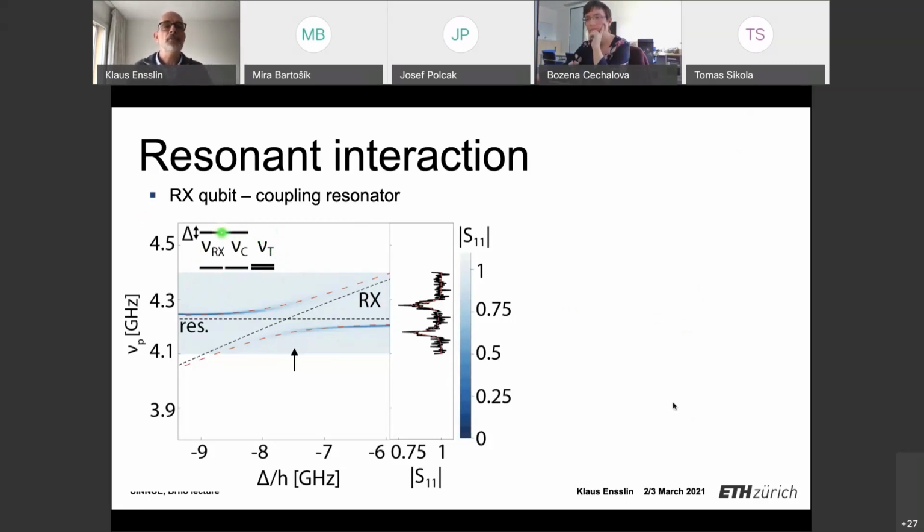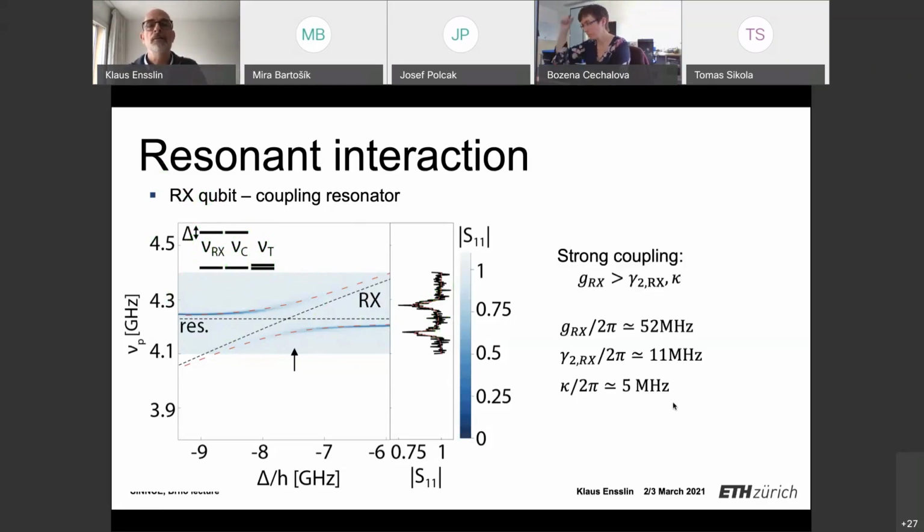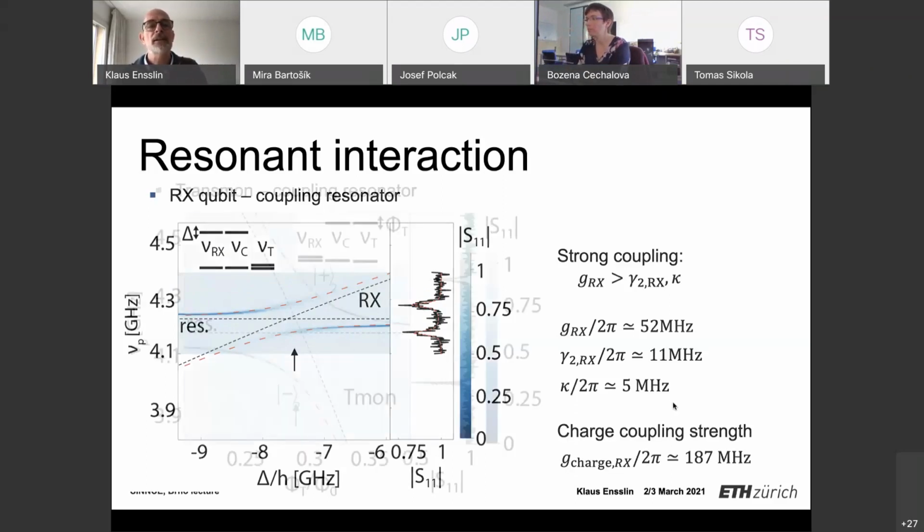So the RX qubit, that means playing with gates. The transmon, that means playing with tiny magnetic fields that penetrate the squid loop. And the same is true for the cavity. So now we tune the transmon off resonance, and we only have the RX qubit and the resonator. You see the anti-crossing of the lines. You see a line scan here, and you see that the two are in resonance. Now, what we can do, strong coupling established, and we can calculate the charge coupling.